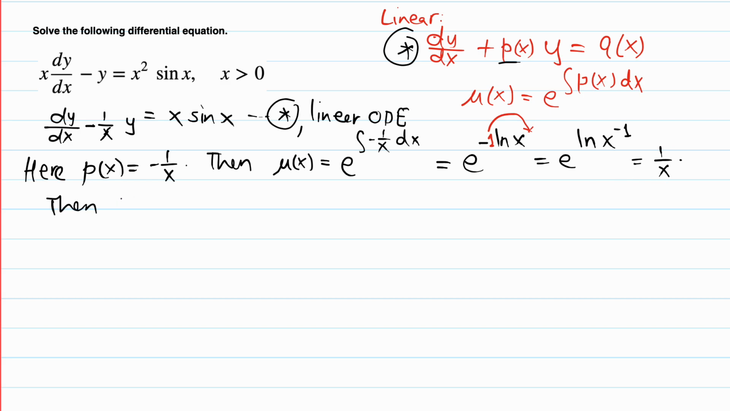We multiply both sides. Then equation star becomes, when we multiply through by the integrating factor, the left hand side is automatically the derivative of the dependent variable, which is y, times the integrating factor, which is 1 over x. That's how it works. Equals, multiply the right hand side by the integrating factor 1 over x. The x cancels, just sine x survives there. Now we integrate both sides with respect to x.